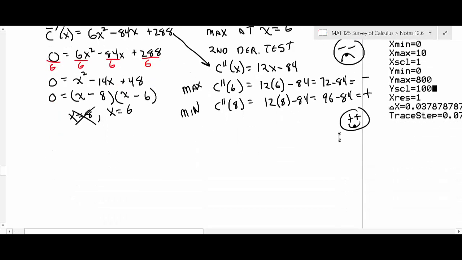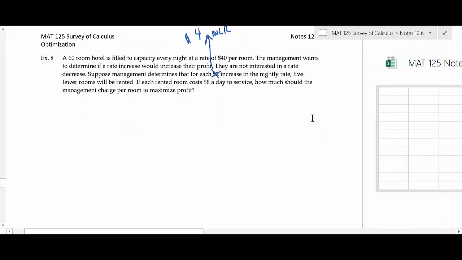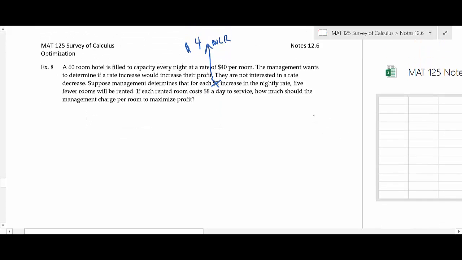Okay, the next two are the ones that take a while to wrap your head around, I think. This is kind of an interesting problem. And what I was working this out before class, and I kind of found this is not a good problem. So I want you to change this where it says management determines for a $2 increase. I want you to change that to a $4 increase because the problem is a little bit more interesting that way.